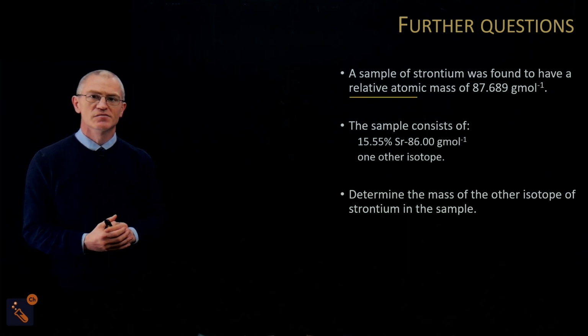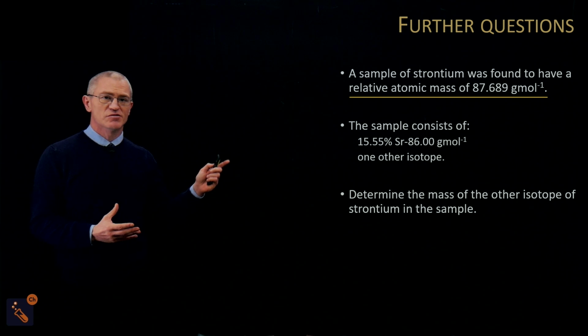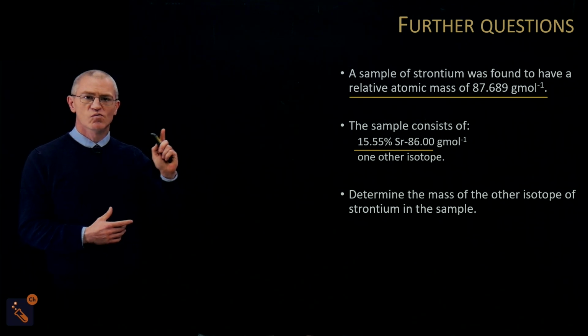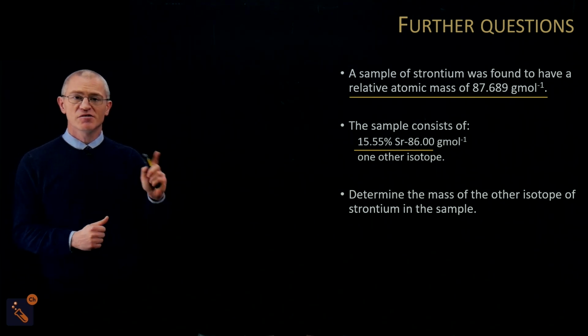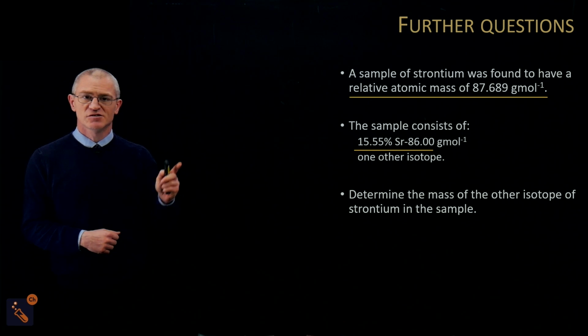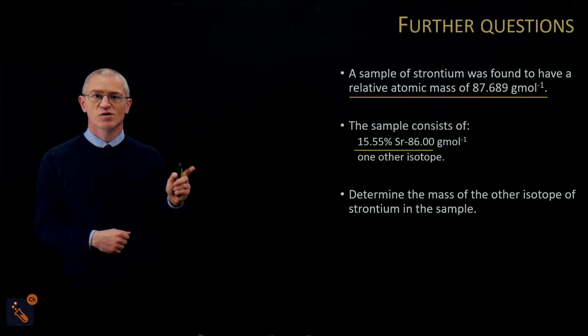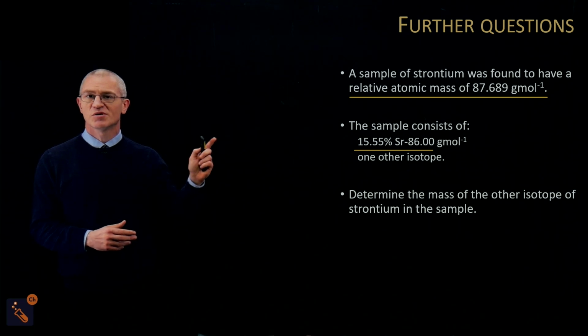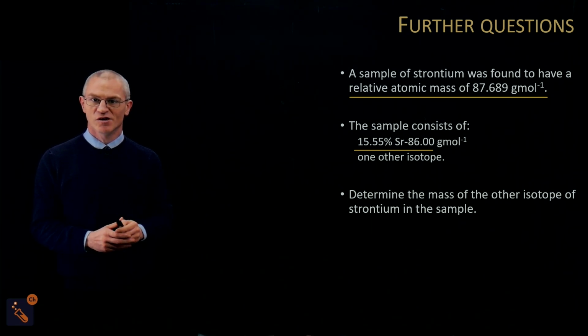So what you have to do is look at what you've got in the question. You've got an atomic mass, you've also got one of the isotopes, and you've got one of the percentages. Not only that, it is 100%, and there's 2 isotopes. So you can take 100, take away 15.55, and it will give you the percentage of the other isotope. So you've got the percentage of both isotopes, but not the mass of one.